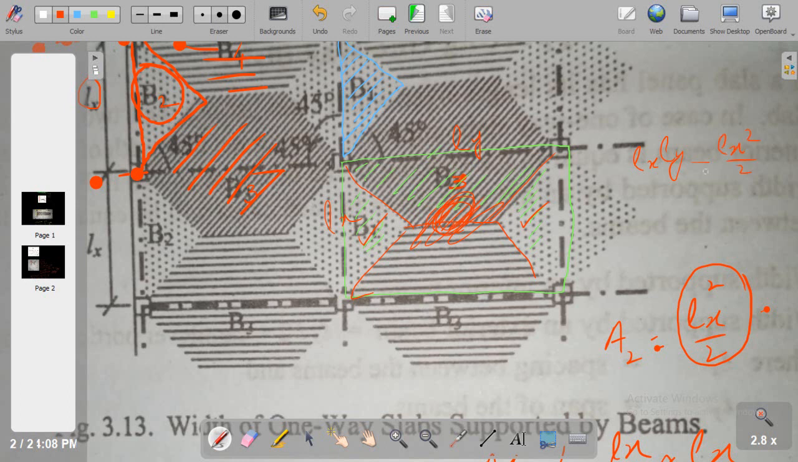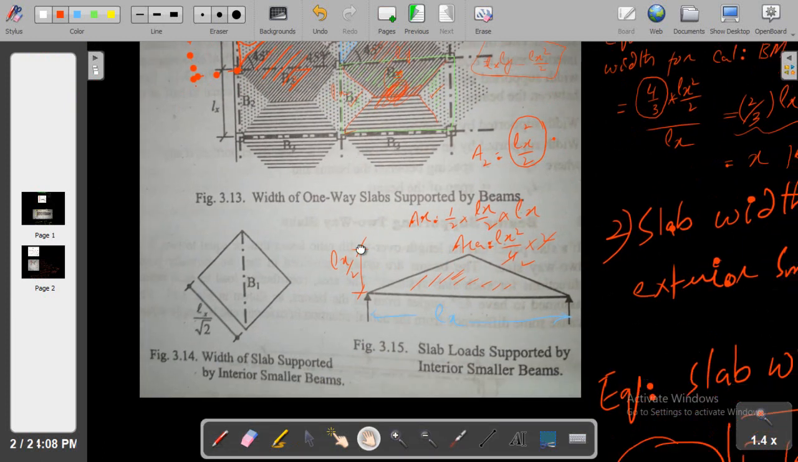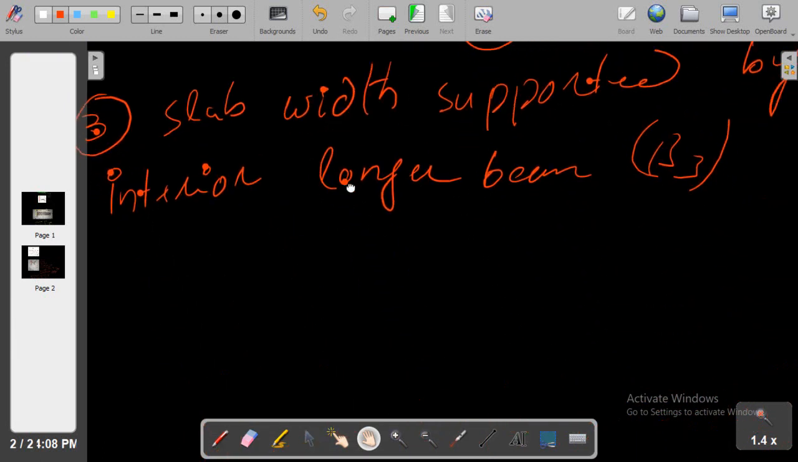This is L square divided by 2. So this will give us the total area of these two trapezoids. If we halve that area, we will get the one trapezoid area. As you can see here, this is my B3 and B3 is supporting two trapezoid areas, so that is why this one will be my equivalent area for this trapezoid. This is the mechanism we will use to find the area for any interior longer beam.